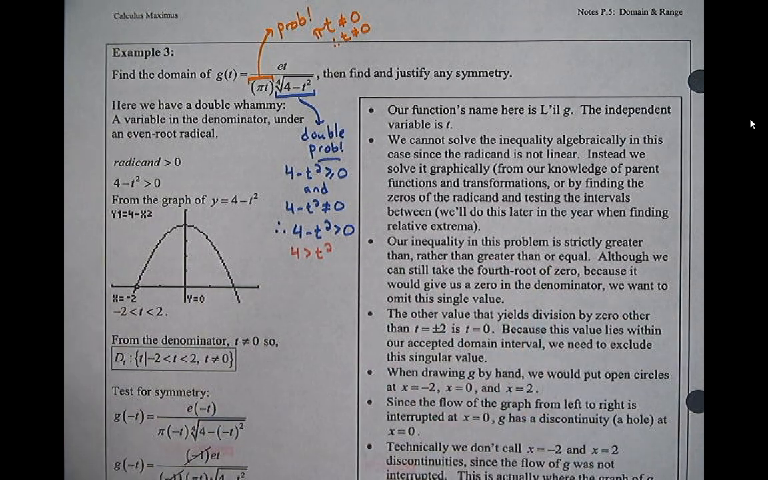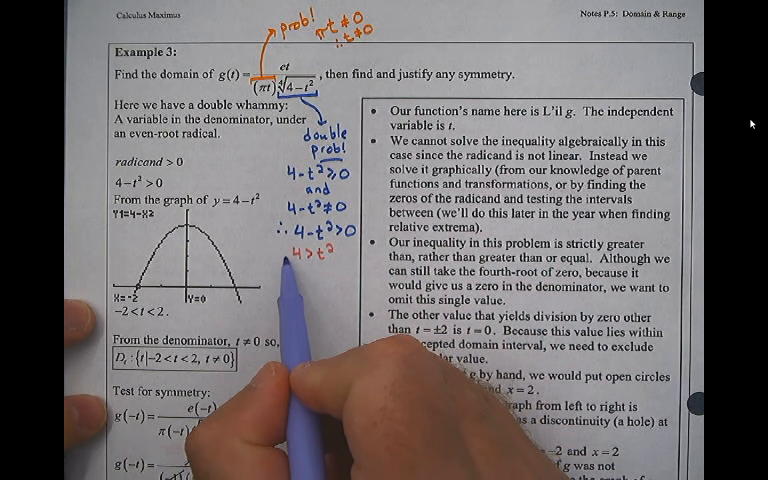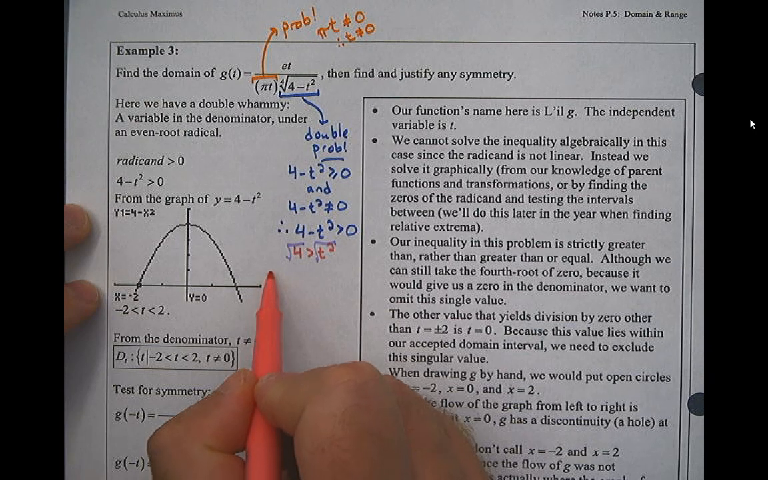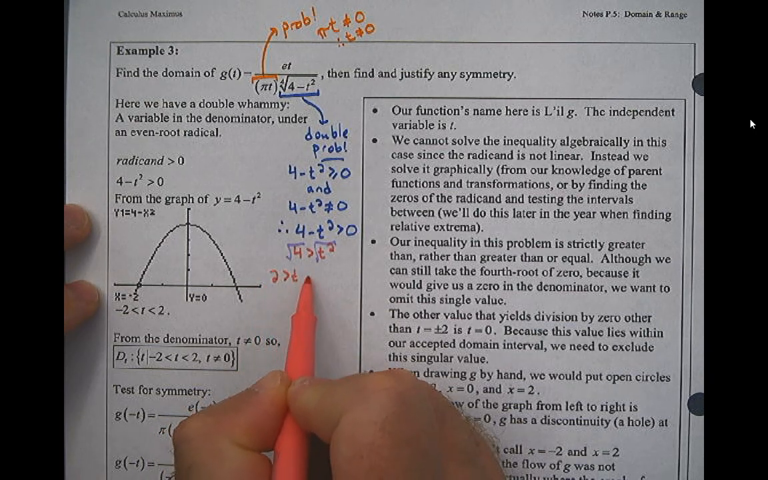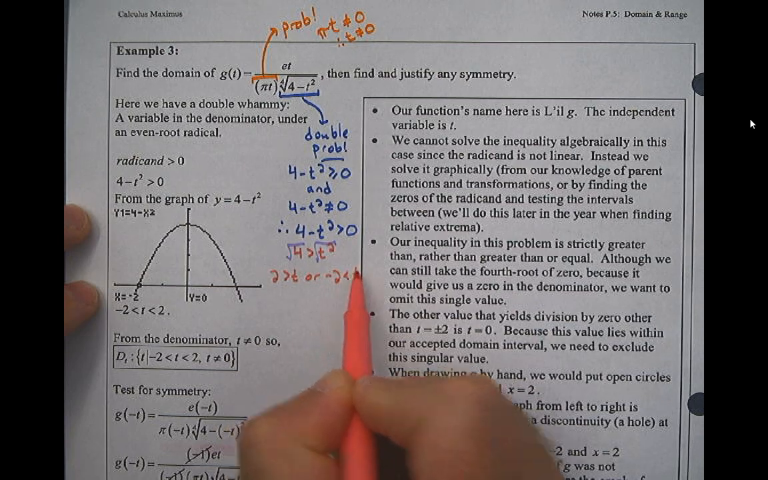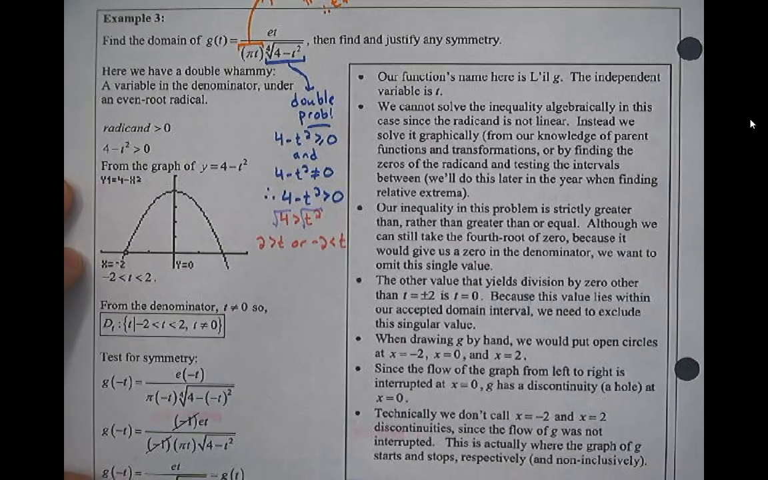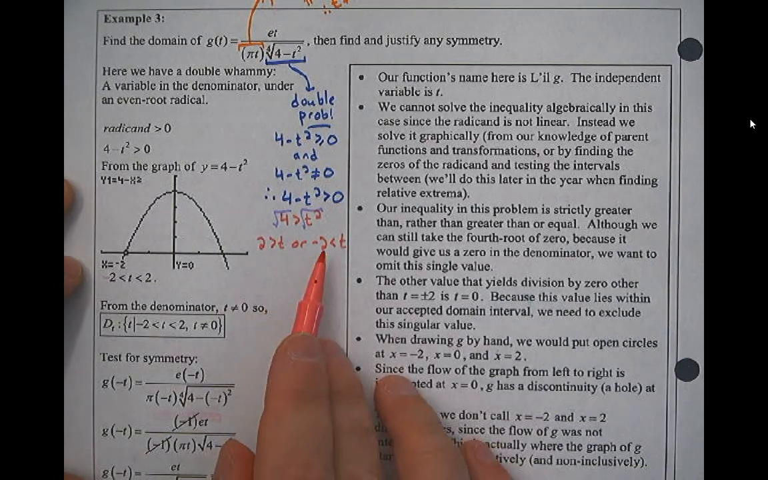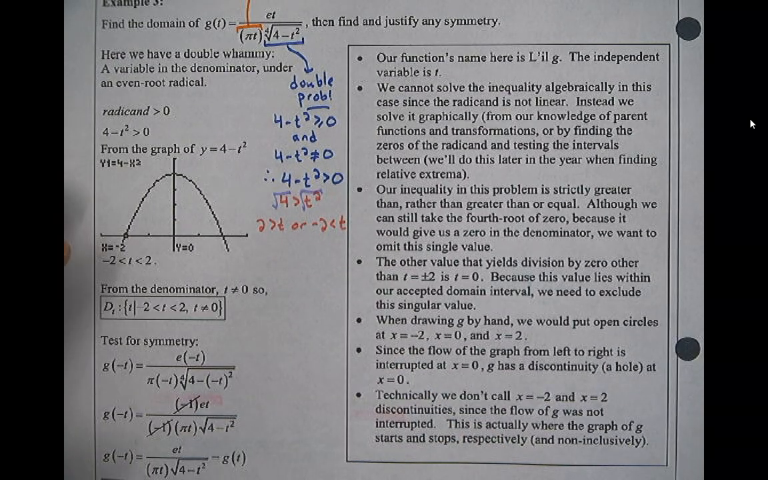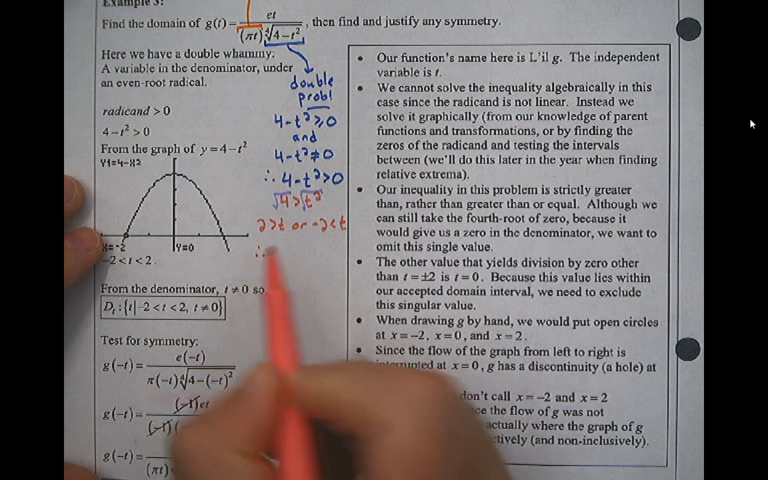Now I'm going to square root, and you guys might not be used to this move here. We're going to square root. We just need a plus or minus, which means 2 is greater than t, or negative 2 is less than t. Why did that switch around there? Because of the negative. Remember, anytime you deal with a negative when it comes to an inequality, those are going to switch around.